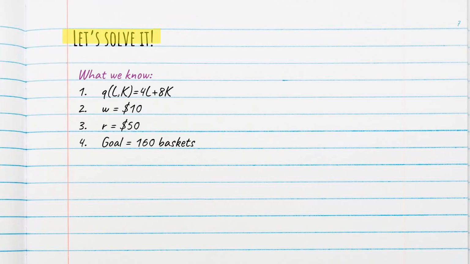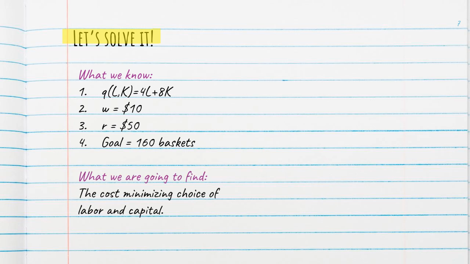It's time for us to solve this question. Here's what we know. We know the production function is 4L plus 8K. We know the wage is 10 and the rent is 50. And the firm's goal is to produce 160 baskets. What are we looking for? We're trying to find the cost minimizing choice of labor and capital.